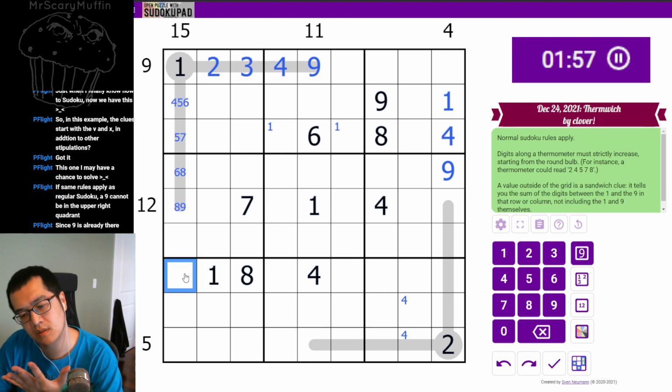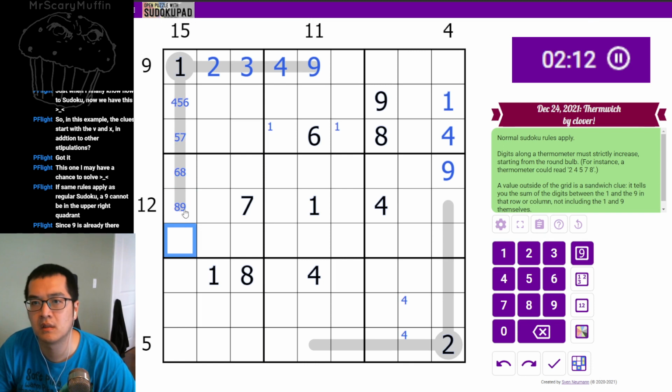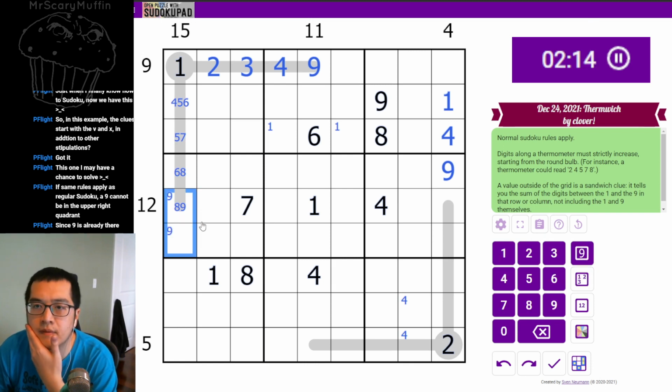So it can still be 5. Can it be 5 numbers? Can't be 5 numbers. It has to be 4 numbers, because the 5th number is too high. Yeah, so it can only be 4 numbers. Can it be 3 numbers? It can be 3 numbers. So it could be a 9 here or a 9 here. I'm pretty sure it's actually right here, but I don't want to think about it too much right now. 1, 2, 3, 4.